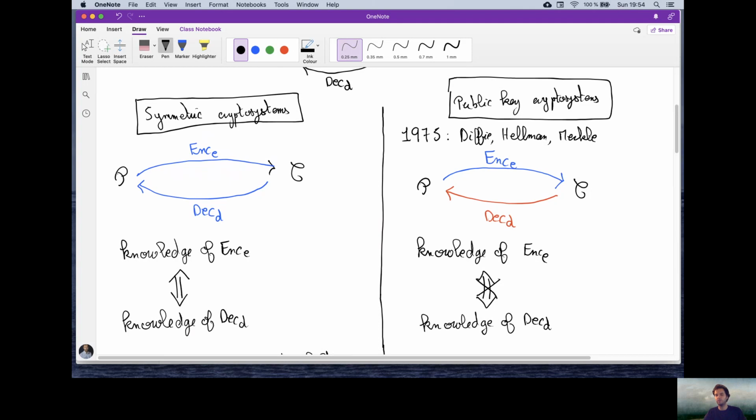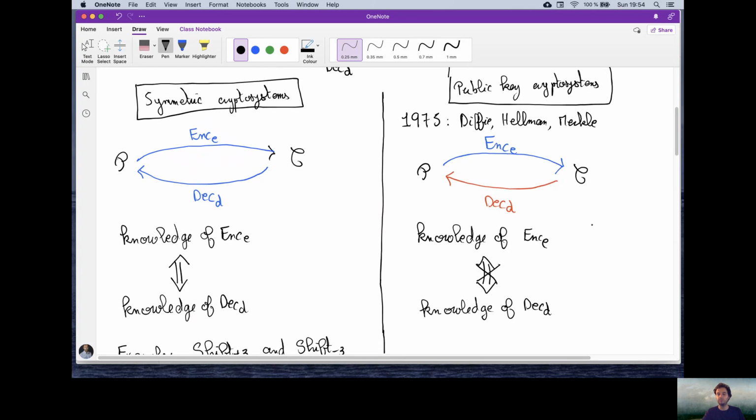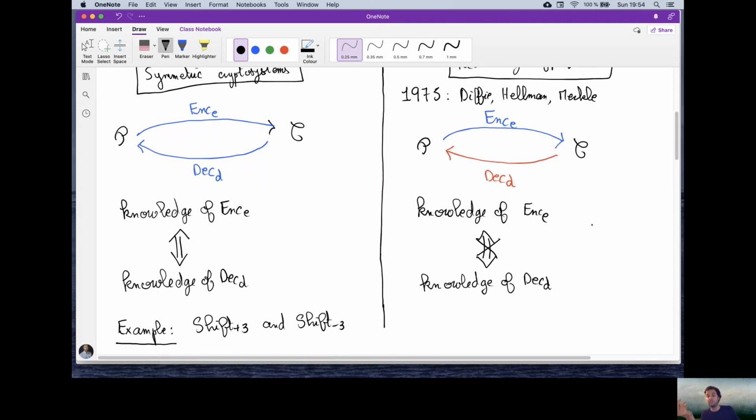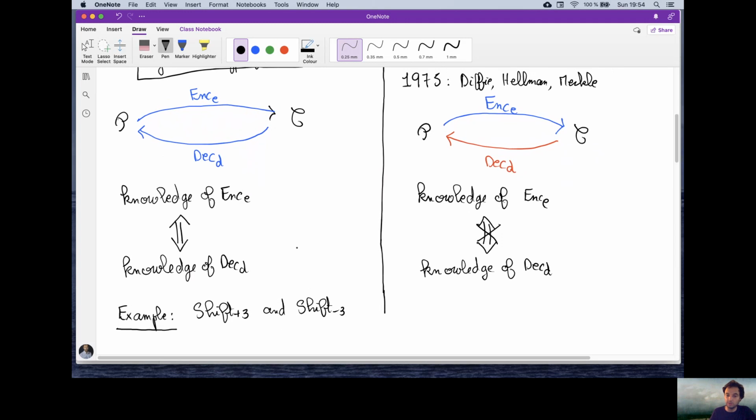Okay, so you may wonder, how is this possible? How is it possible that there exist bijections in which you know how to compute it in one direction, and yet it doesn't give you the information on how to do it in the other direction? So this is possible because of a concept that we call a trapdoor function.